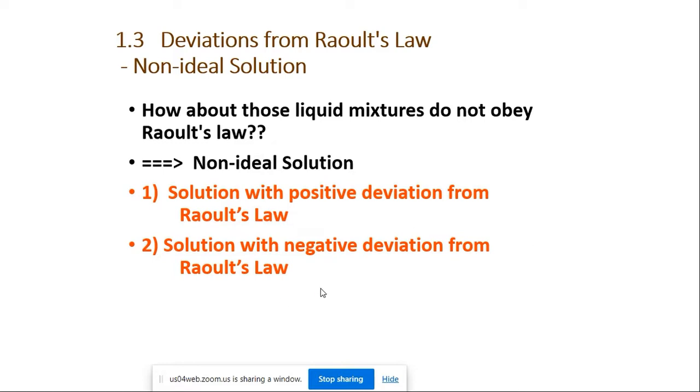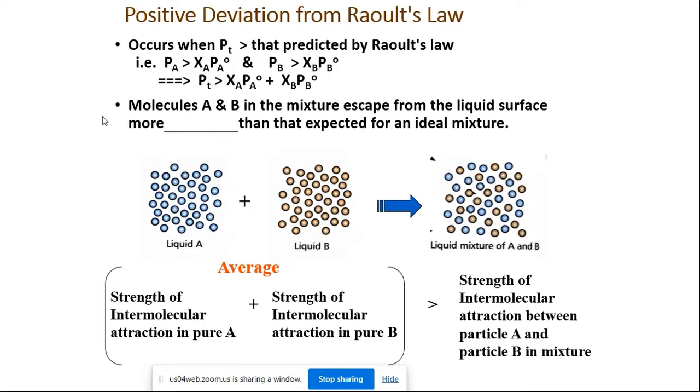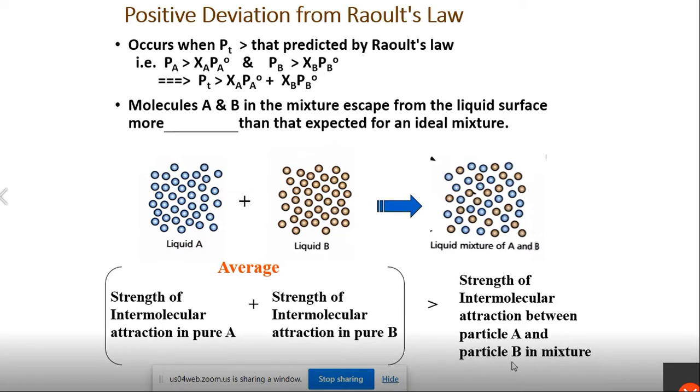That means you have positive deviation from Raoult's law and again negative deviations from Raoult's law. So here, positive deviations, right? It seems the strength of intermolecular attraction P°A plus P°B is higher than the mixture bonding. That means for A and B mixture, the strength of intermolecular attraction is lower than in pure A and B. So it is called positive deviation.